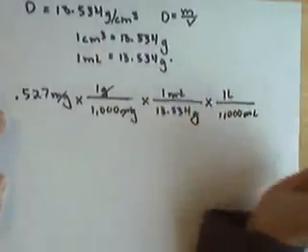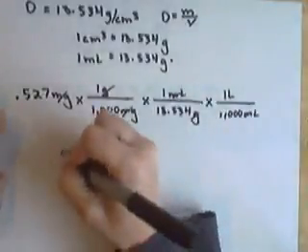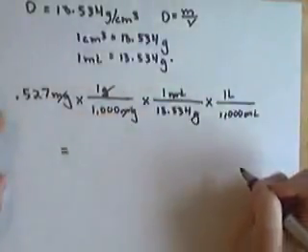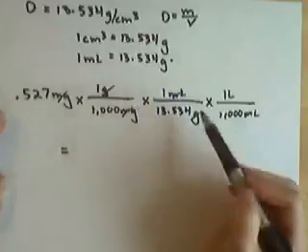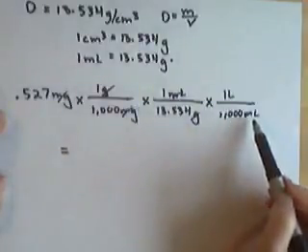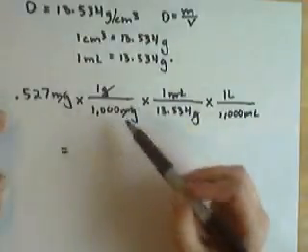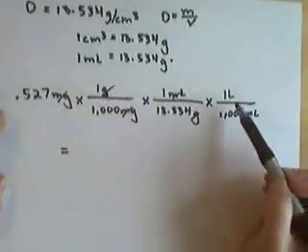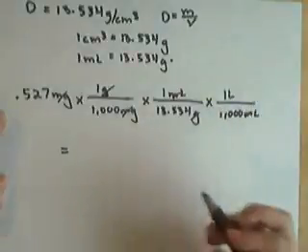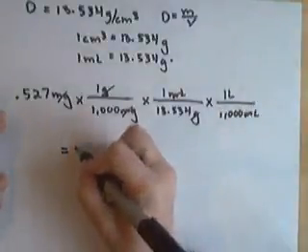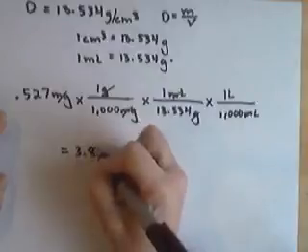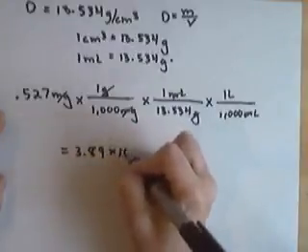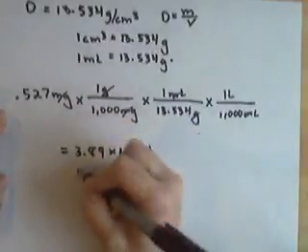I'm going to cross out my units. Before I pull out my calculator and do my final numbers, I always like to cross out my units and make sure that I'm going to get an answer in the units that I want. So milligrams and milligrams cancel, grams and grams, milliliters and milliliters. Only units left are liters, which is what the question's asking for. So then I get out my calculator, and the answer I get here is 3.89 times 10 to the negative 8 liters.